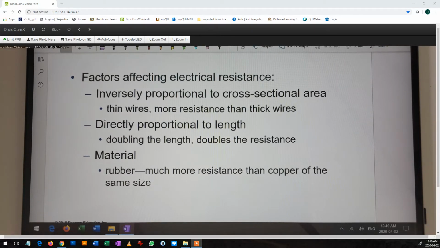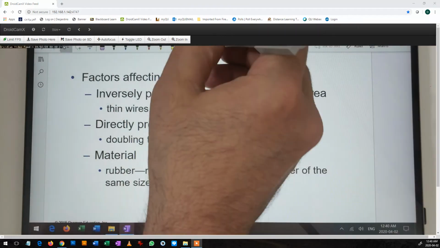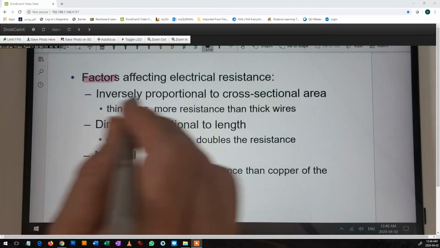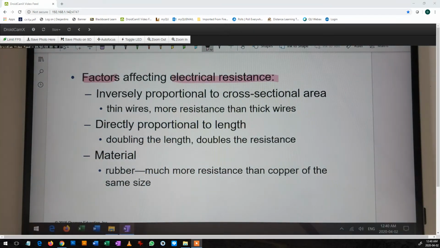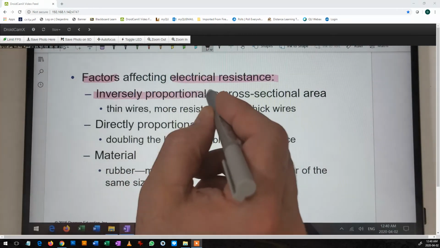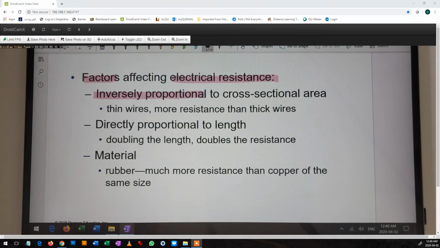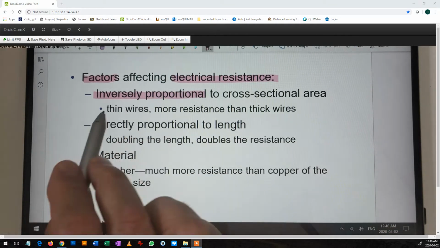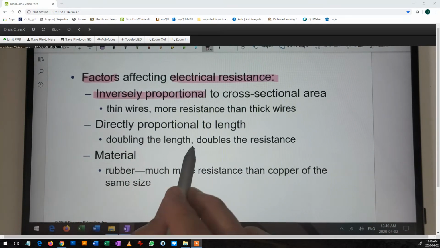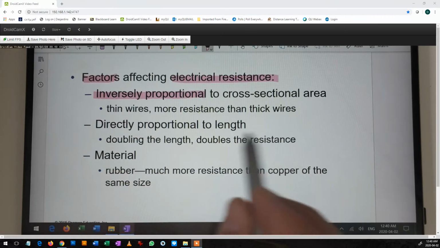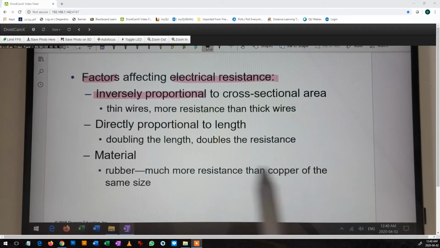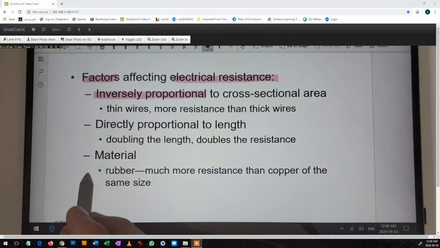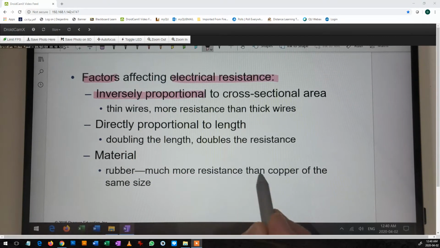طيب, now we want to discuss factors affecting electrical resistance. Inversely proportional to cross-section area. يعني thin wires have more resistance than thick wires. Directly proportional to length. Doubling the length doubles the resistance. يعني كل ما زودنا طول الواير كل ما زادت electrical resistance. والmaterial, rubber for example has much more resistance than copper of the same size لأنه أصلا الربر insulator.